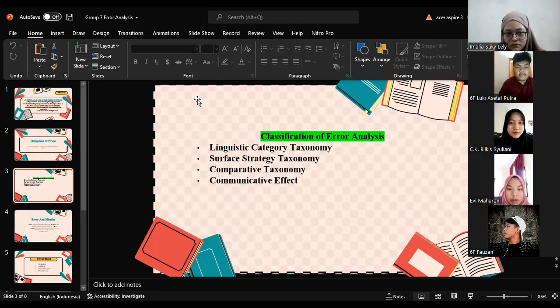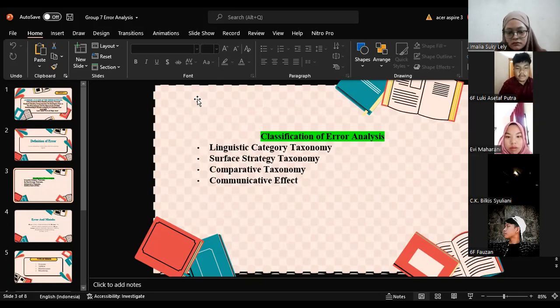Second is surface strategies taxonomy. The surface strategy taxonomy is a classification system based on the ways in which the learner's erroneous version is different from the presumed target version. It highlights the ways the surface structures deviate.